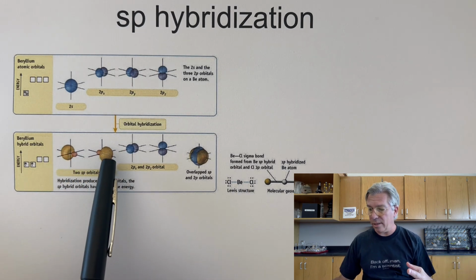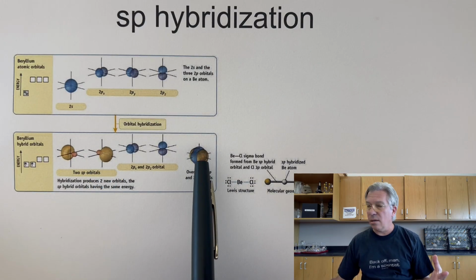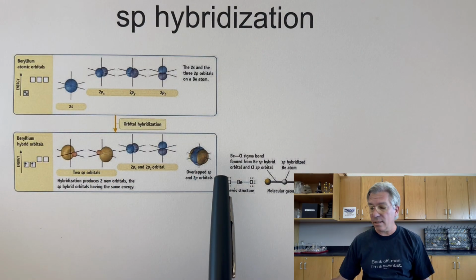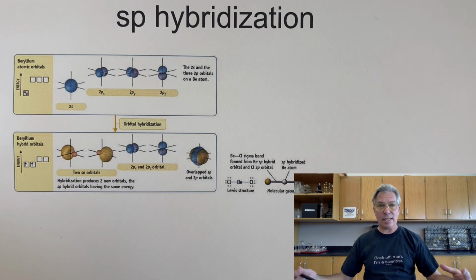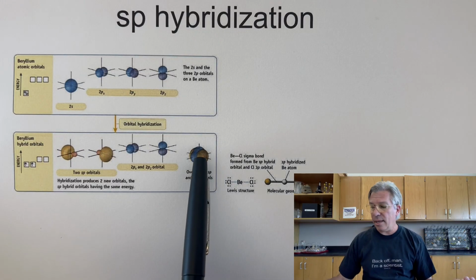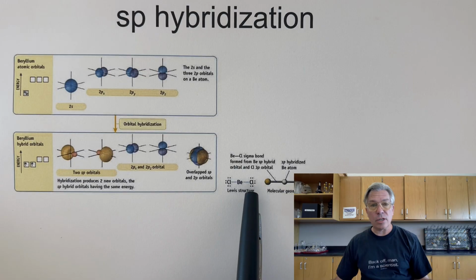Okay, one side bigger than the other one, but they're identical, and they can actually orient themselves across 180 degrees from the nucleus. And because they're taking up maximum space opposite of each other, it actually gives some credence to the idea that this is a linear structure with bond angles of 180.